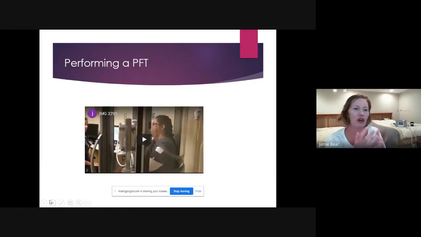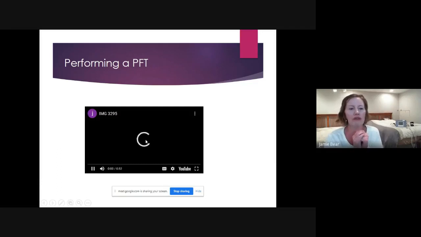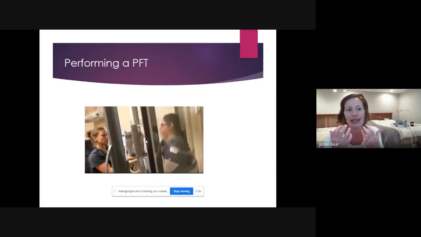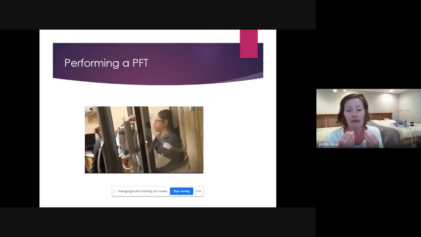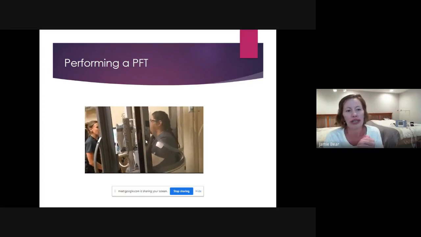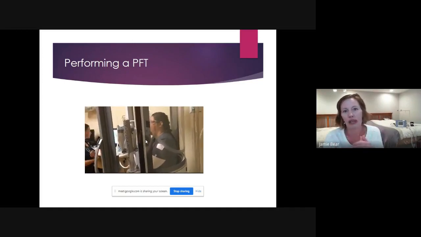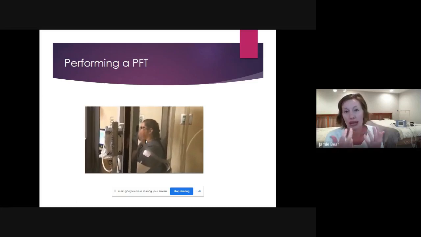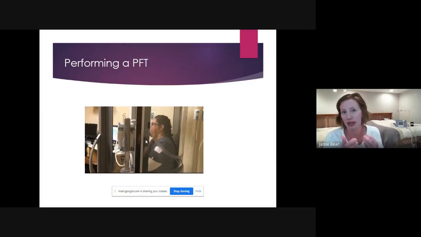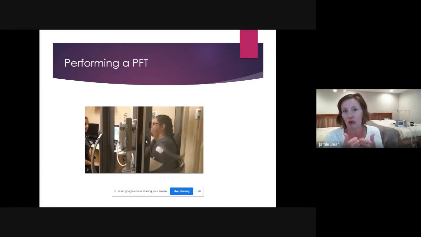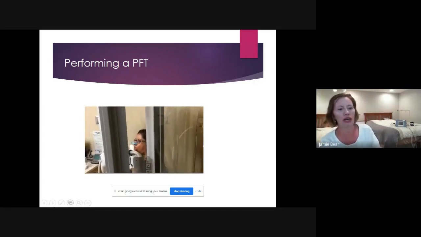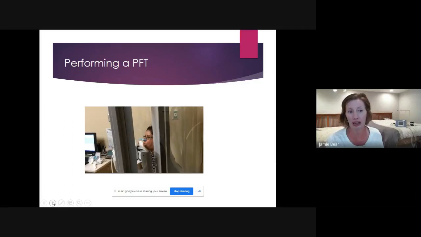Okay, I did put a video on here. It's pretty short. This is one of a student performing a pulmonary function test through a body plethysmograph, the body box. So when you're looking at performing lung volumes and capacities, the body box or body plethysmography is the preferred method as compared to helium dilution or nitrogen washout. It just tends to be a lot more accurate.